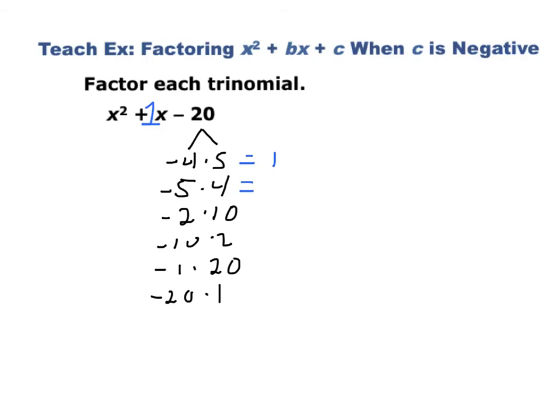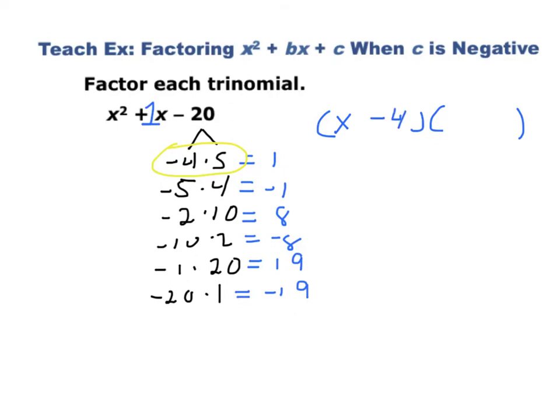Now I'm going to just go ahead, for the sake of writing these down, and finish it out. You can stop after you find the one that works. Okay, so we can look here. I can see that this one here is the one that works right there. So that means my factors are going to be, now notice because my negative is the first one, that means I have to have an x minus 4, and then I'm going to put an x plus 5.